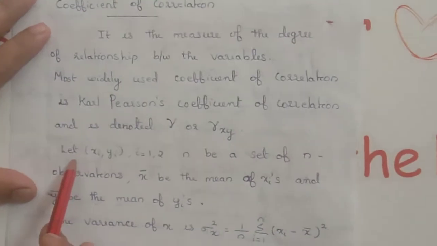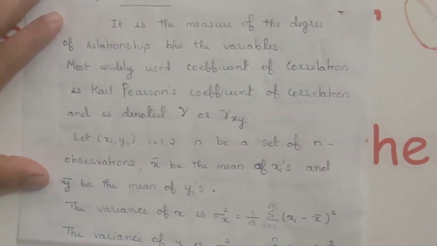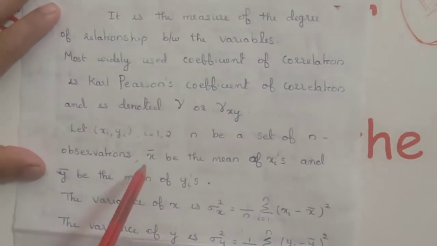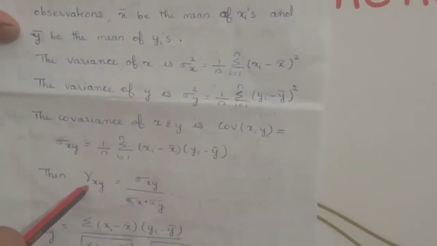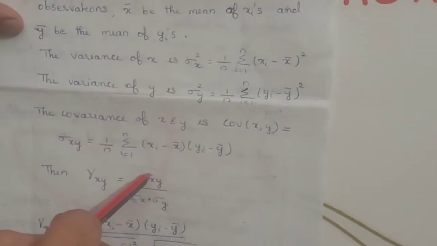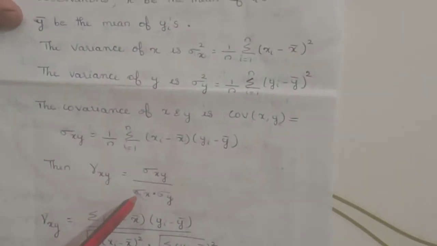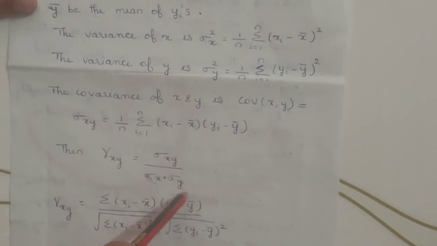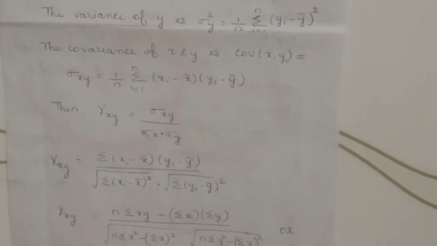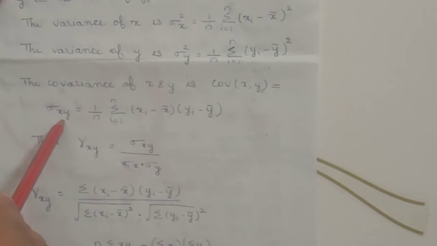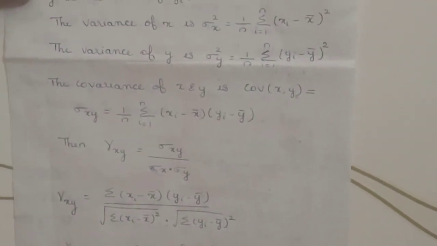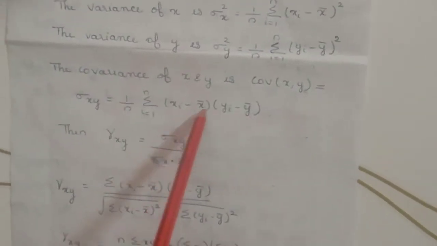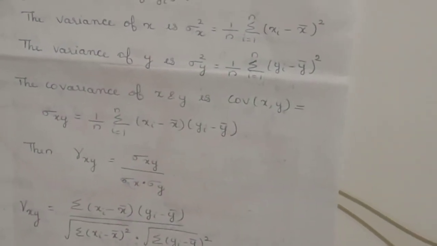Given xi, yi values, we find x bar and y bar. Then gamma of xy is calculated as sigma xy, that is the covariance of x and y, divided by the standard deviation of x into the standard deviation of y. Sigma xy is equal to 1 by n, sigma i equal to 1 to n, xi minus x bar into yi minus y bar.